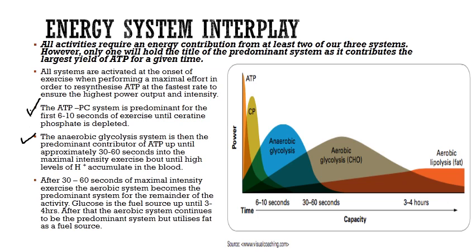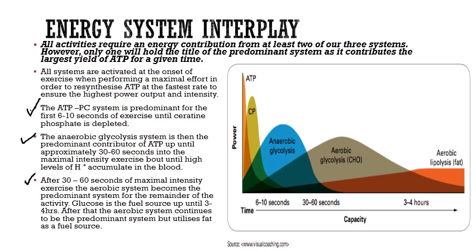After 30 to 60 seconds, the hydrogen ions, which are the byproduct of anaerobic glycolysis, will have accumulated to high enough levels in your blood to be a problem, to be causing fatigue and trigger your body to say, hey, we can't change our pH more than this. Stop making ATP in this way. So after 30 to 60 seconds, then the aerobic energy system will be the predominant contributor to the production of ATP up until the next 3 or 4 hours.